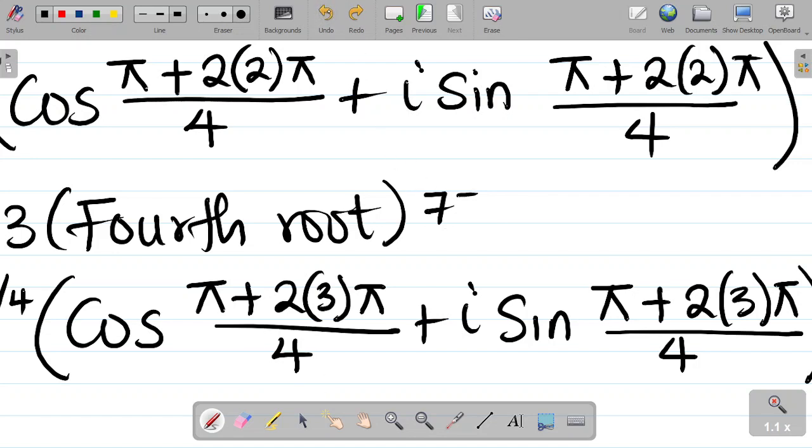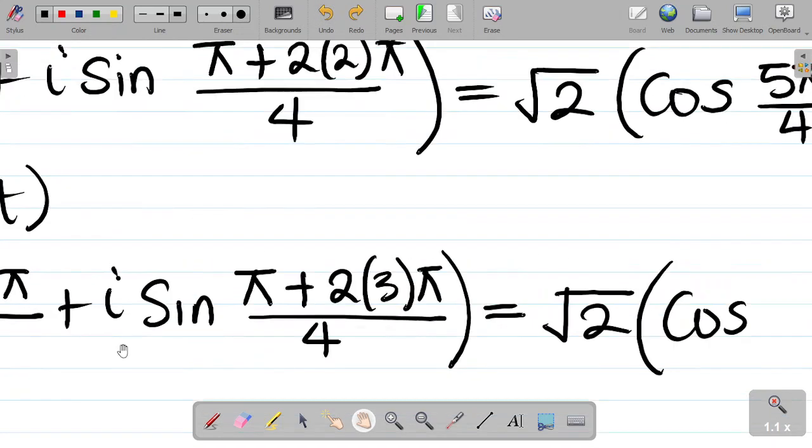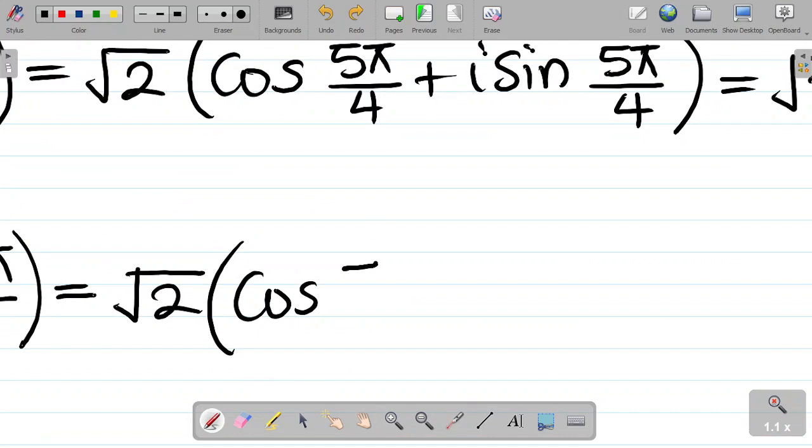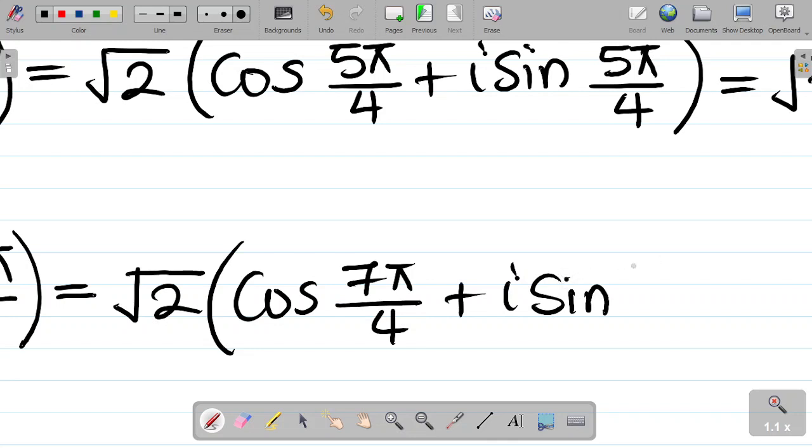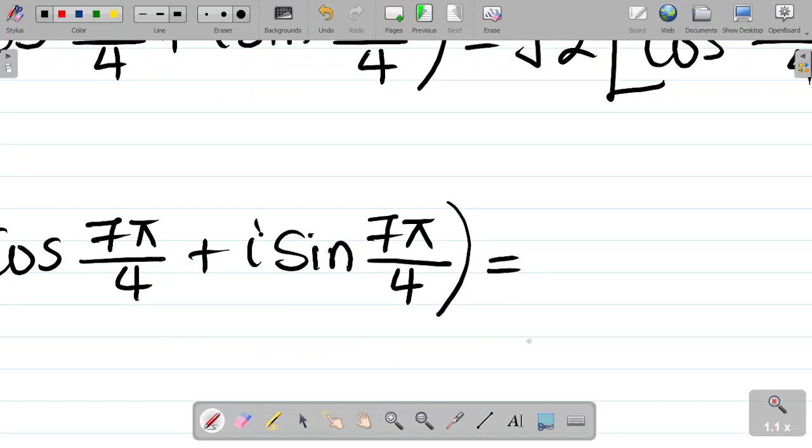I'll just take that down. So cosine of 7 pi over 4 plus I sine, the same thing, 7 pi over 4. And that's equal to, let's put in the value of pi.